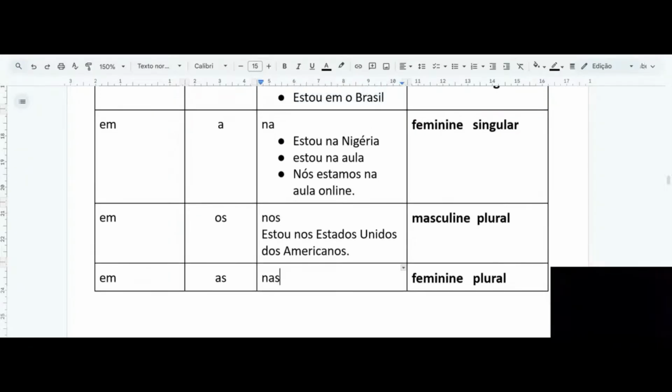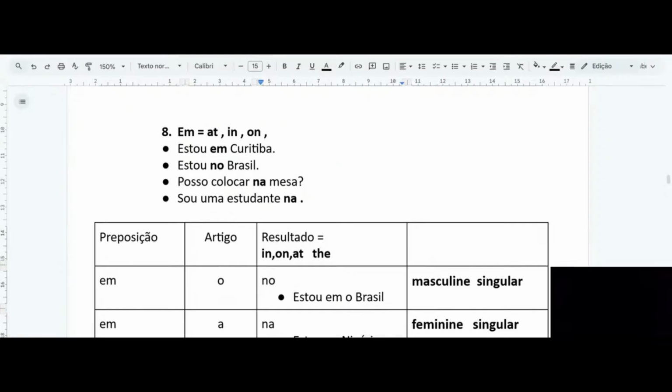I hope the nu, the na are correct. So examples: estou no Brazil, we all know. Posso colocar na mesa. Can I put it on the table, at the table, or in the table? Posso colocar na mesa. So now it will tell you on or at or in. Can I put it on the table? Sou uma estudante na well.